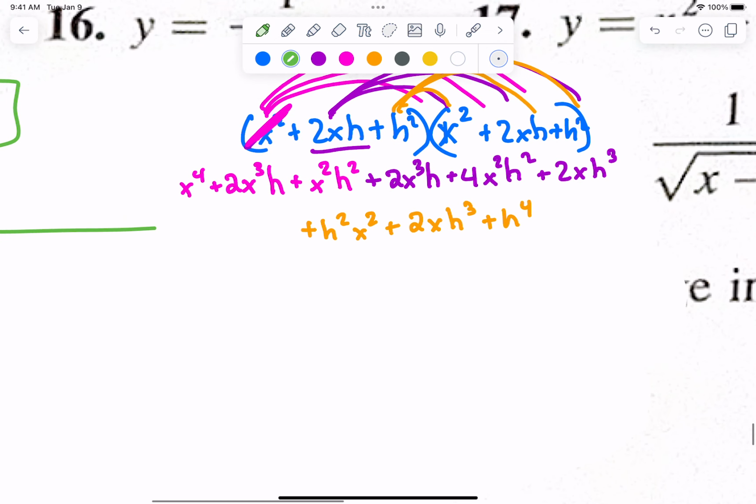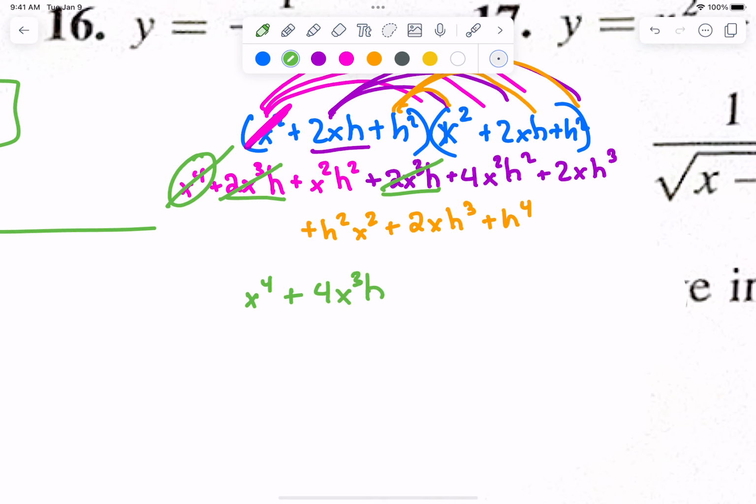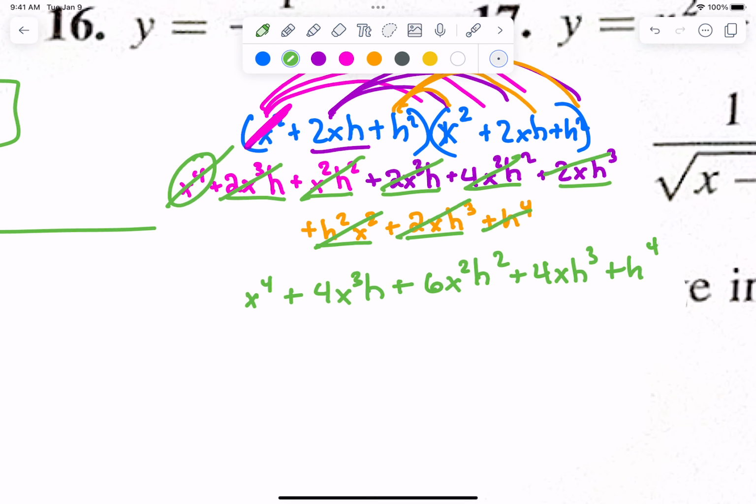Now, finally, x to the fourth has no partner, so it just goes by itself. Done. Okay, 2x cubed h, 2x cubed h. Any other x cubed h's? No, that makes 4x cubed h. Okay, x squared h squared, three of them, that makes 6x squared h squared. Now xh cubed, xh cubed, that makes 4xh cubed. Plus h to the fourth. There it is, after all that work.